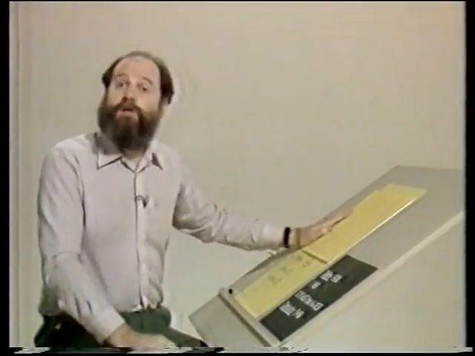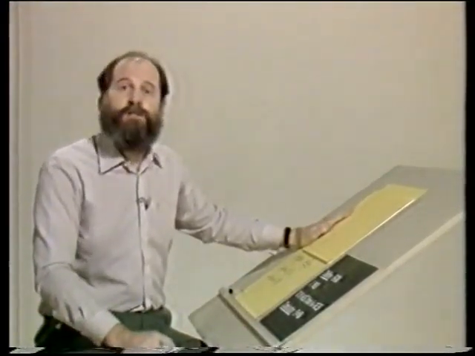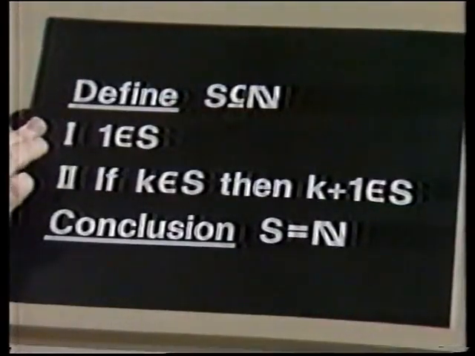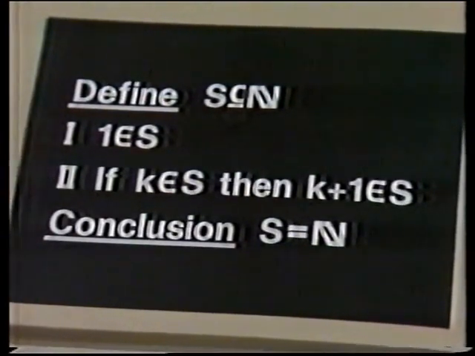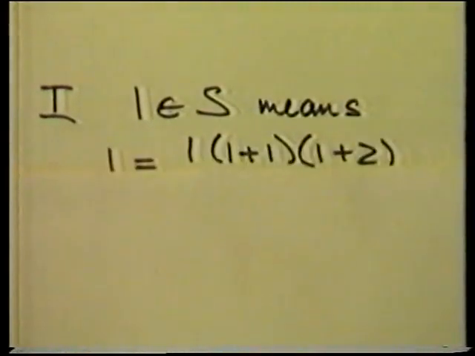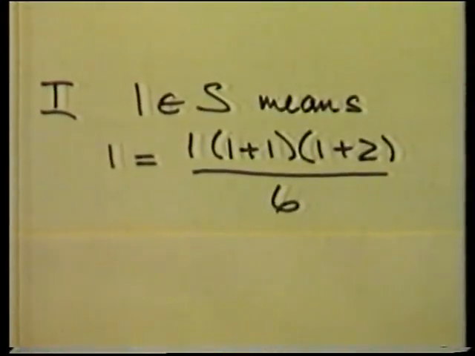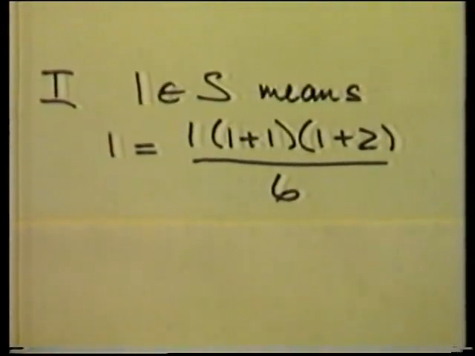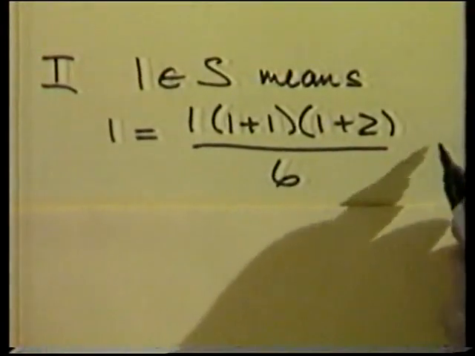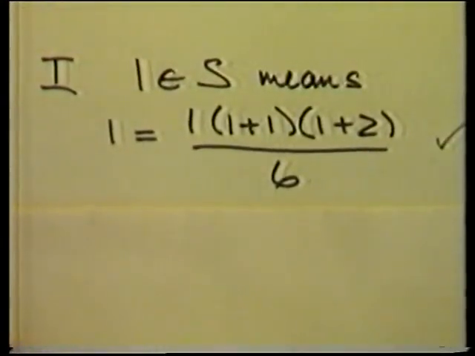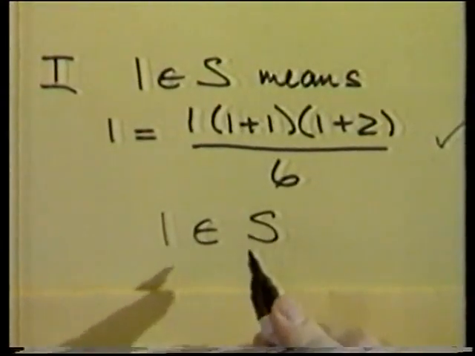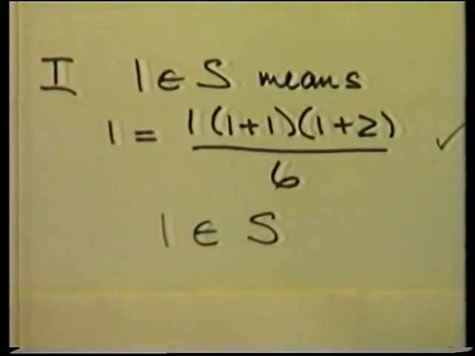As before, I'm going to use S to denote the set of positive integers for which the result's true. Now for step 1, I've got to show that 1 belongs to S. And in this case, 1 belongs to S means that 1 is equal to 1 times (1 plus 1) times (1 plus 2) divided by 6. And this is true because both sides are equal to 1. So I do have that 1 belongs to S. Now for step 2.